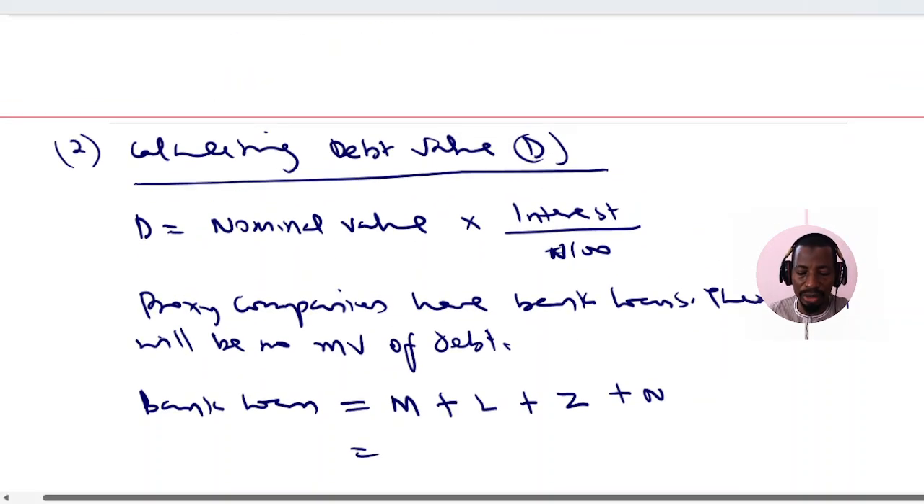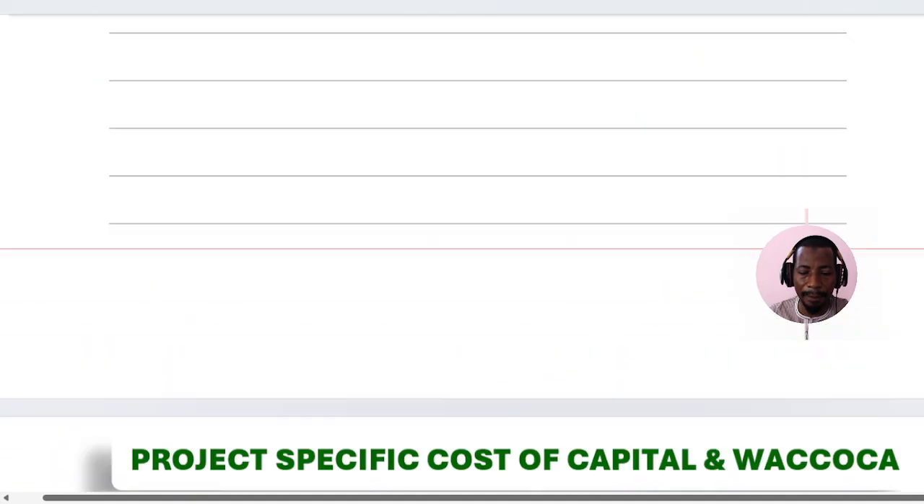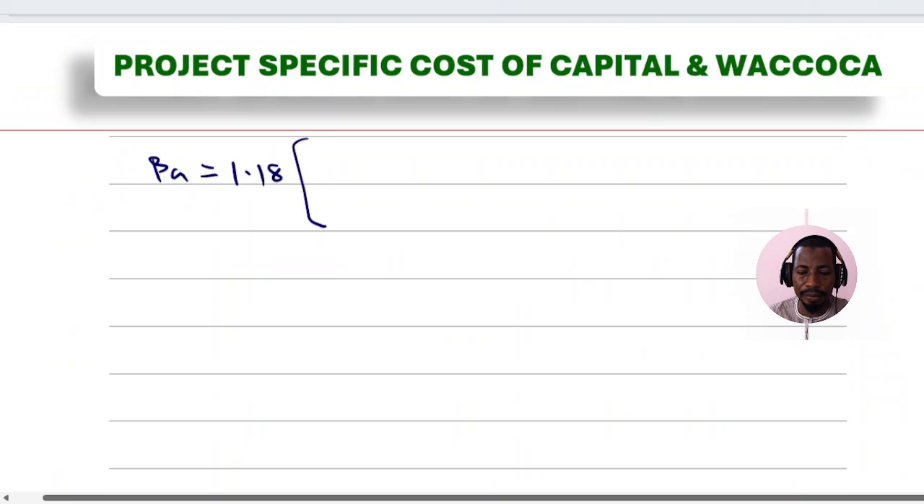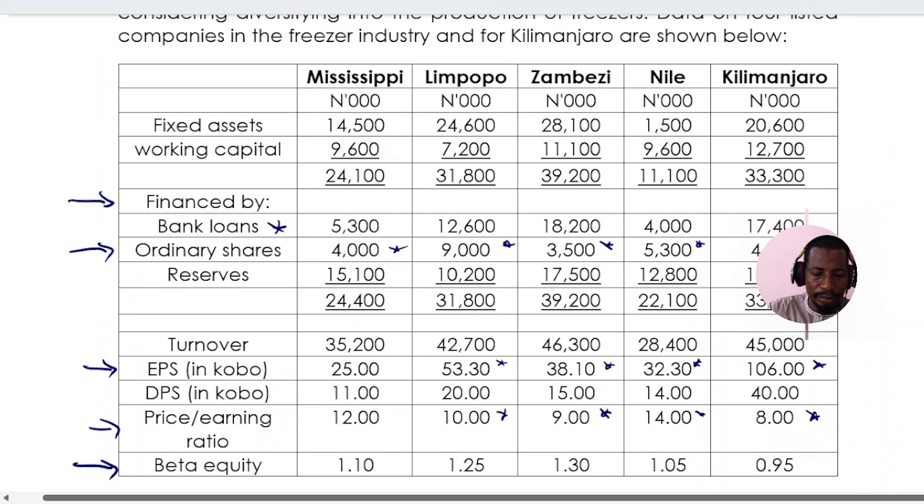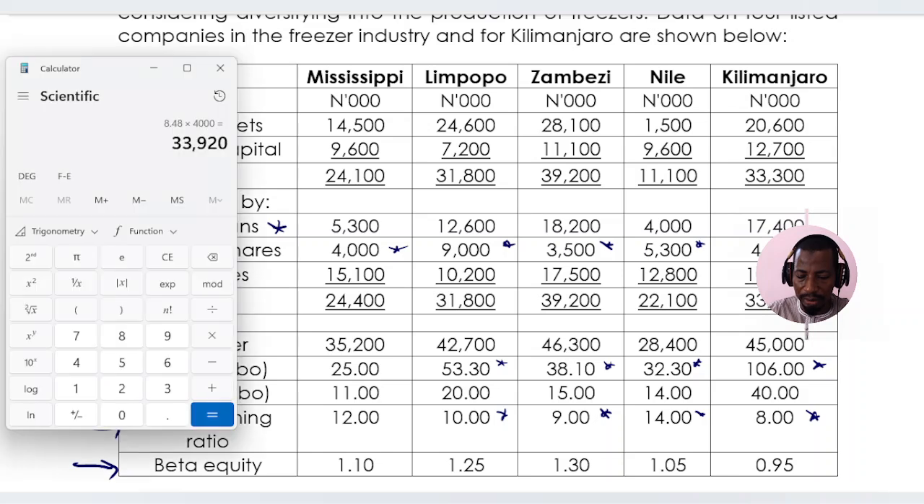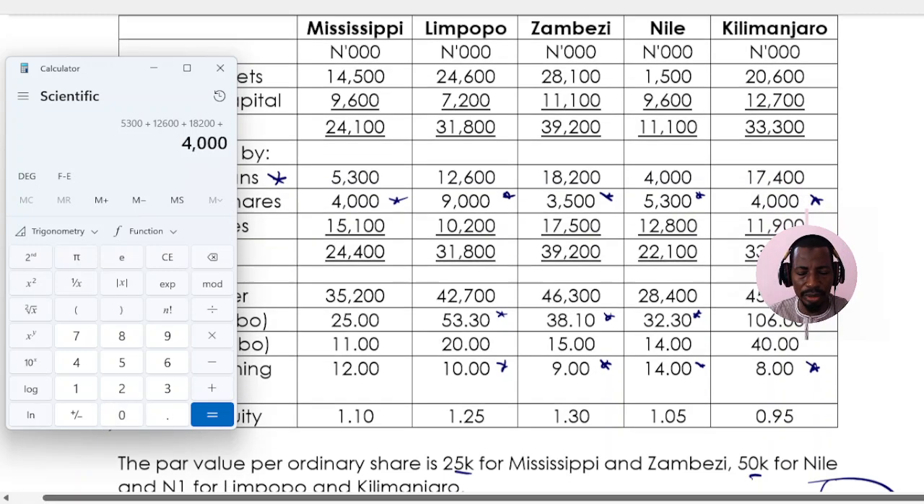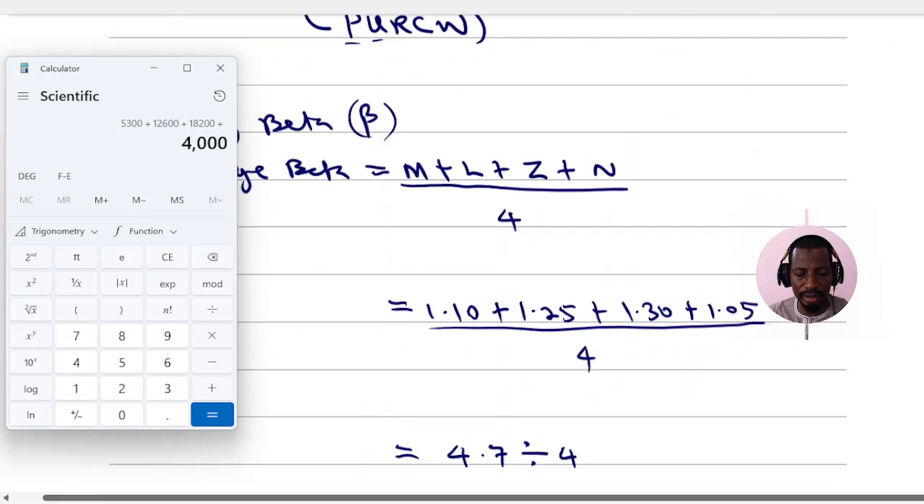So I will then go back to the question. What's the bank loan of Mississippi? The bank loan of Mississippi is 5,300. Because of time, let's add it up. So 5,300 plus 12,600 plus 18,200 plus 4,000. So let's go down there and put it there. Since I have it, I will just press 0.